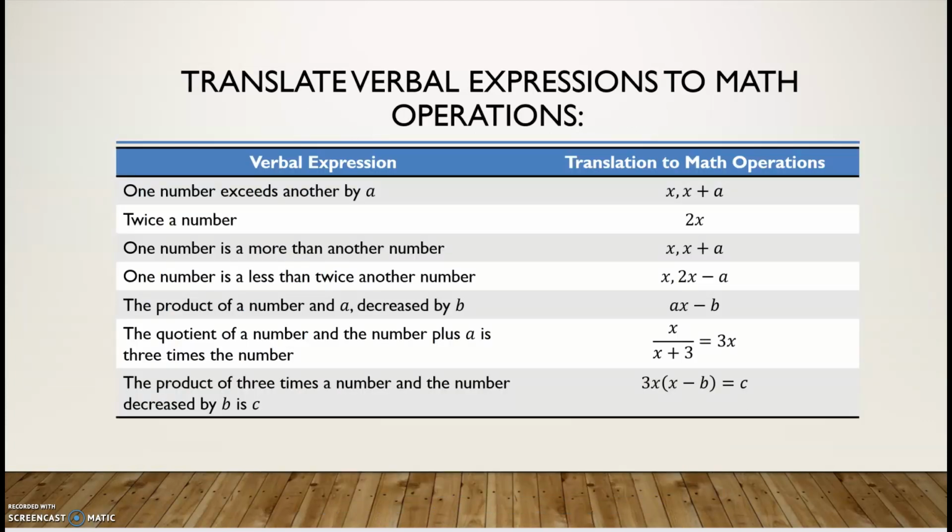And here are some verbal expressions that go from a verbal expression into math operations. One number exceeds another by a. That's the same thing as x plus a. Usually when you see a number, or the number, or one number, just put an x right there. When they have something like one number is more than another number, you'll have x and then another variable. In this case, they use a, so x plus a.